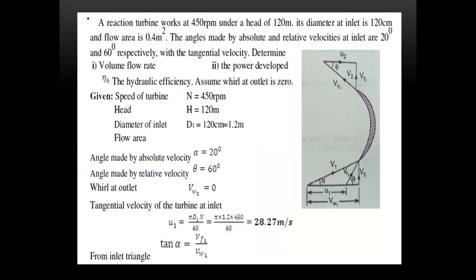So coming to the problem: a reaction turbine works at 450 rpm and a head of 120 meters. The diameter of the inlet is 120 centimeters. The flow area is 0.4 square meters. The vane angles are 20 degrees and 60 degrees. Determine the velocity, flow rate and the power developed. So write the given data.